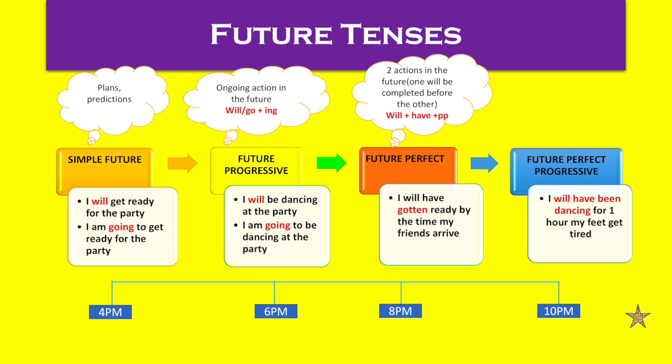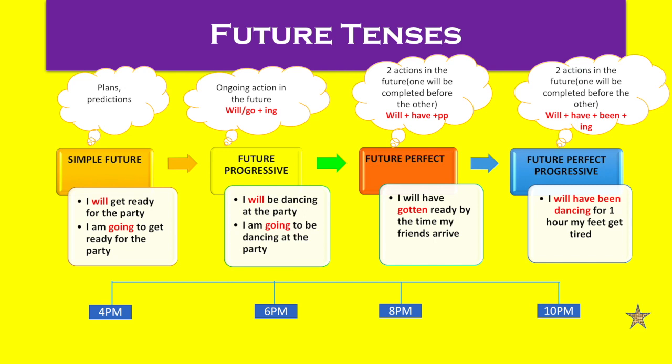Now, what does this mean? So the two things, you're getting ready or you plan to get ready, and then your friends are going to arrive. So I will have gotten ready by the time my friends arrive. This means you have two actions. The first one is to get ready, and the second one, your friends will arrive. So the first action you use in the past participle form, which is gotten. And the second action, you use arrive, which is the simple present.